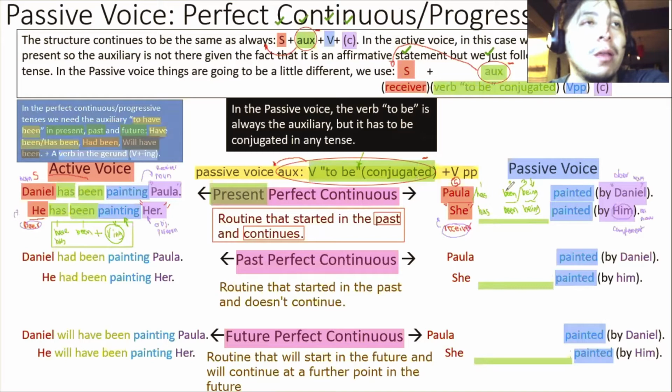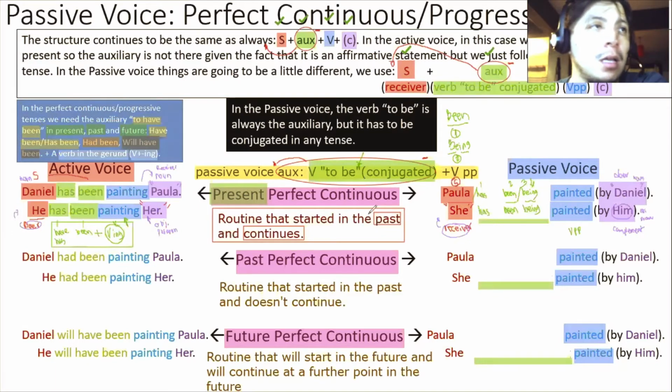Now, what is the difference in pronunciation between been and being? Been, the past participle, is just one syllable. Been, just one sound. If you are saying being, you have two syllables. Being, been, being. Okay? Paula has been being painted by Daniel. The verb is in the past participle. Paula has been being painted.